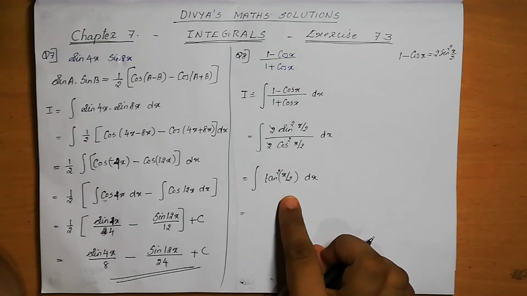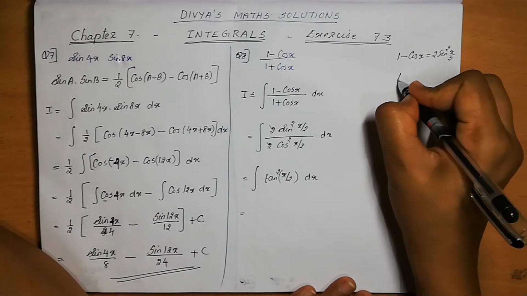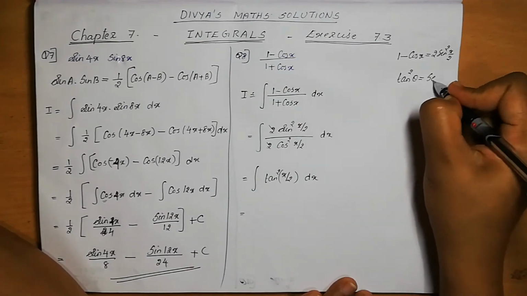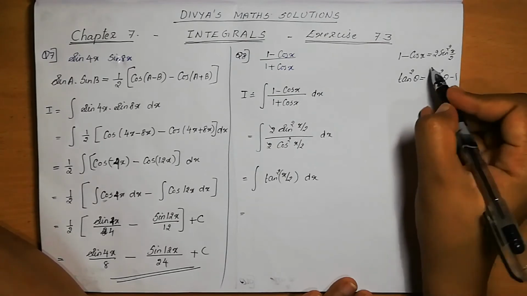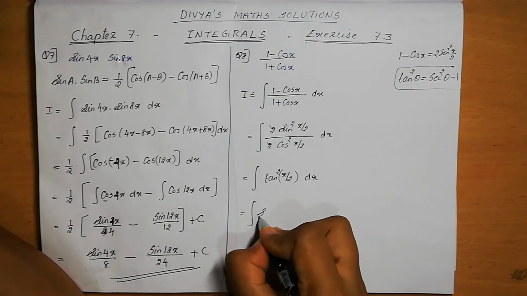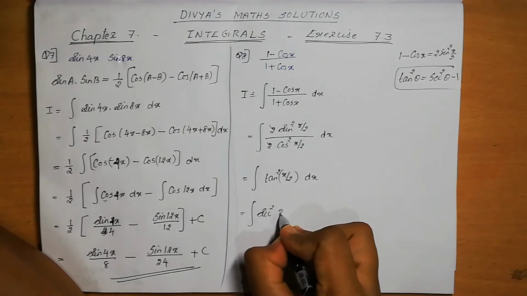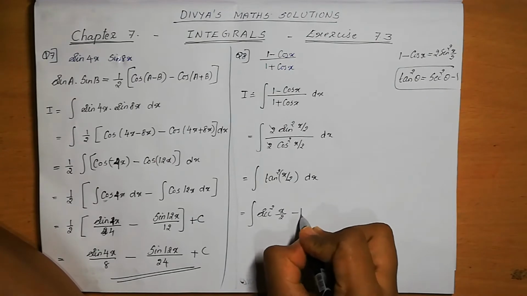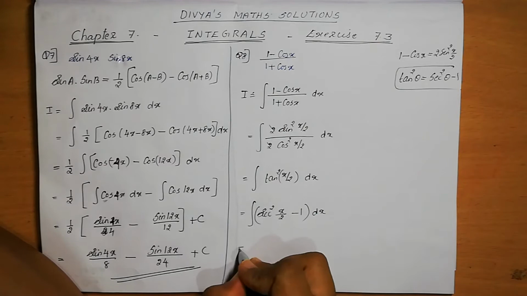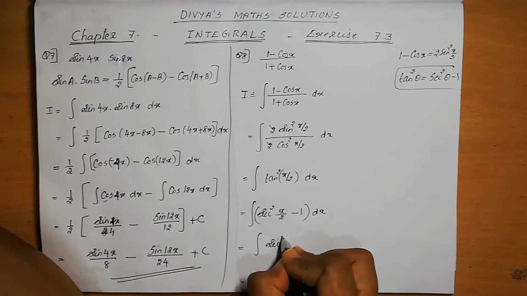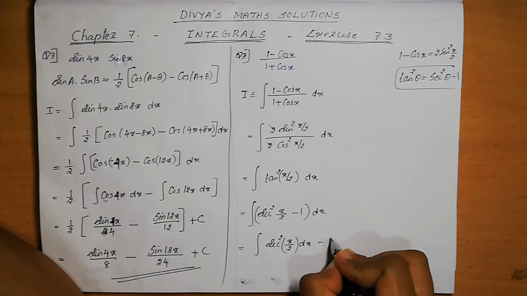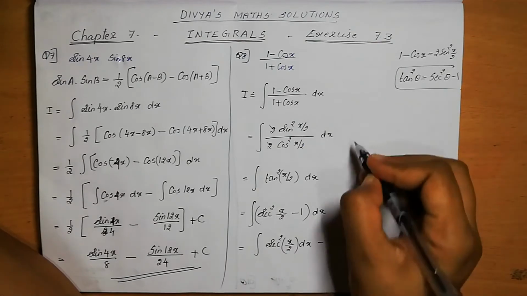So tan square theta, how can we write it? Tan square theta equals secant square theta minus 1, correct? So instead of tan square theta we can write secant square. Here theta means x by 2. Secant square x by 2 minus 1 dx. Now we can split the integral and apply the integration. Integral secant square x by 2 dx minus 1 dx.